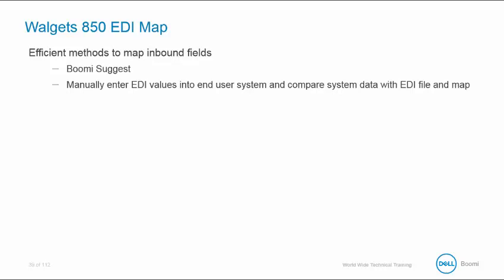The first is to use Boomi Suggest. Now, Boomi Suggest works, but you need to be very, very careful when using Boomi Suggest in EDI because many names are unique and you may get too many or too few matches. The most reliable method is to manually enter the EDI values and to compare the system data against the EDI file and map appropriately. I know it's not pretty, but it works.